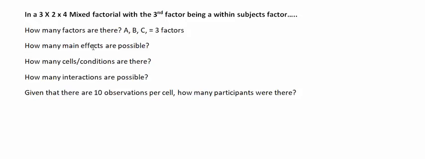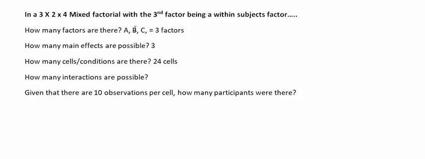How many main effects are possible? The rule is still the same. You have a main effect for every factor. Okay, so that is also 3 main effects are possible. How many cells or conditions are there? That's the one we multiply. So 3 times 2 times 4, right? 6 times 4 gives me 24. So you have 24 cells.